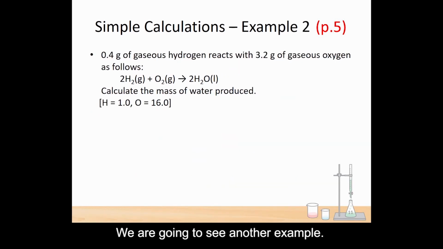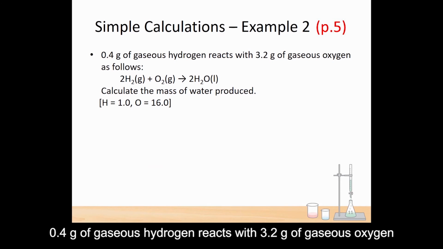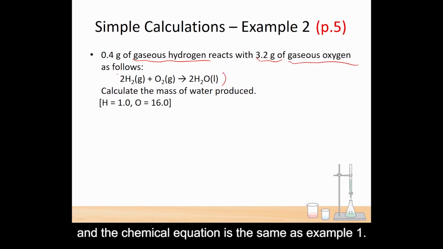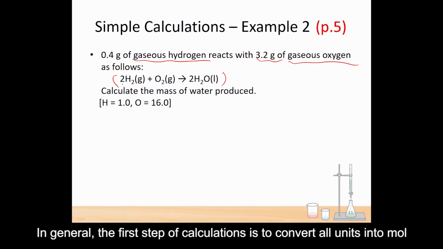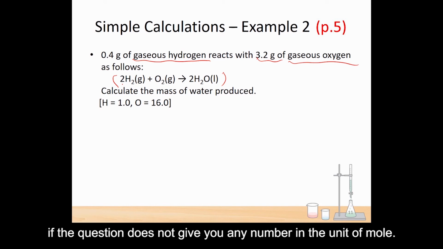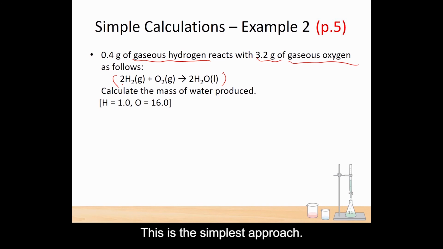We're going to see another example. 0.4 grams of gaseous hydrogen reacts with 3.2 grams of gaseous oxygen, and the chemical equation is the same as example 1. We need to calculate the mass of water produced. In general, the first step of calculations is to convert all units into mole if the question does not give you any number in the unit of mole. This is the simplest approach.